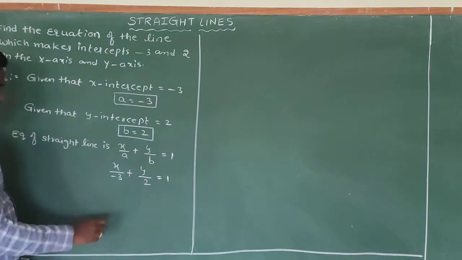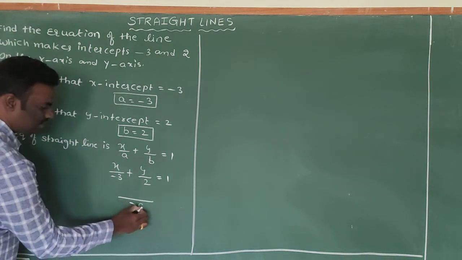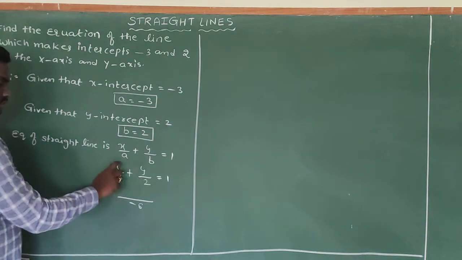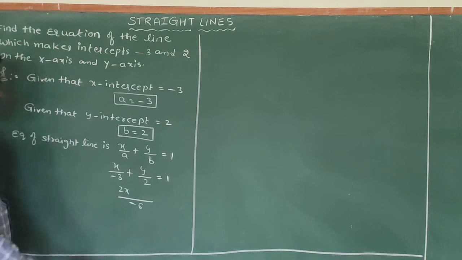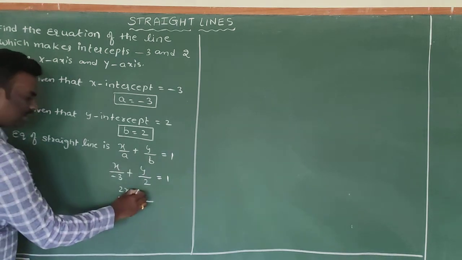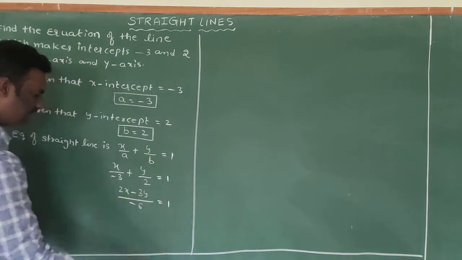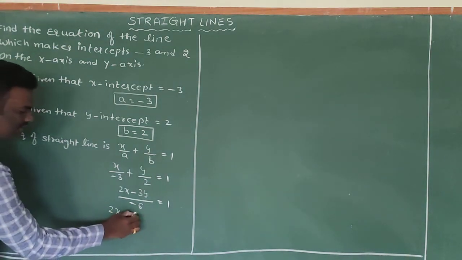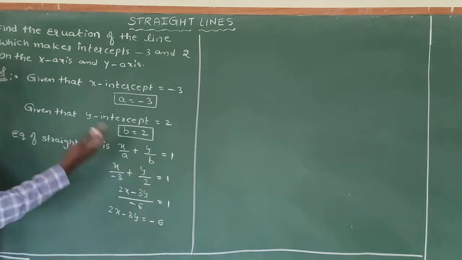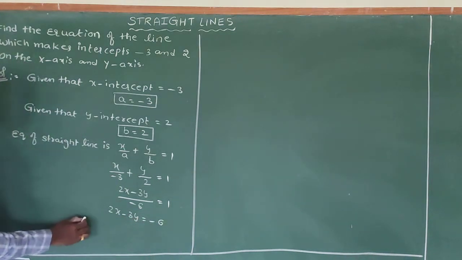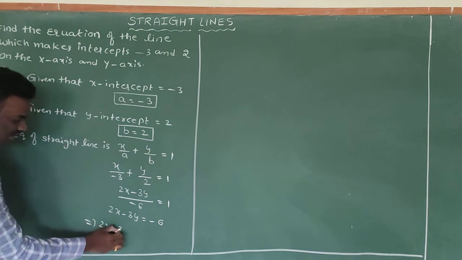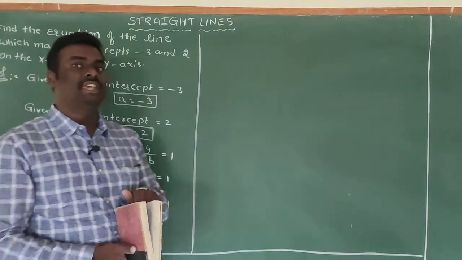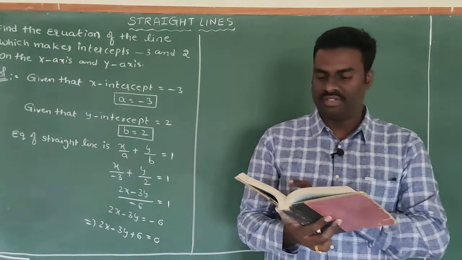Now cross multiply. I will take the LCM. LCM is -6. Okay. Now here 2 into x, 2x, -3 into y, -3y is equal to 1. Now cross multiply here. 2x minus 3y is equal to -6. Then -6 comes to this side plus 6. Therefore, the answer is 2x minus 3y plus 6 is equal to 0. This is the required equation of the straight line.